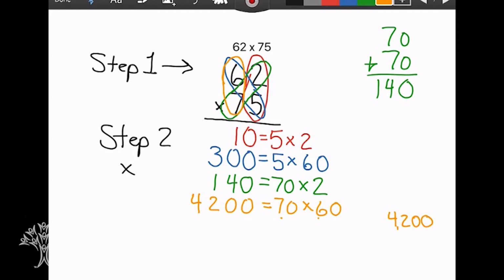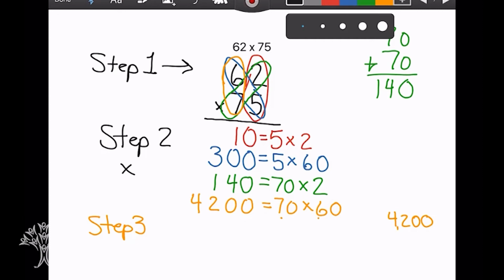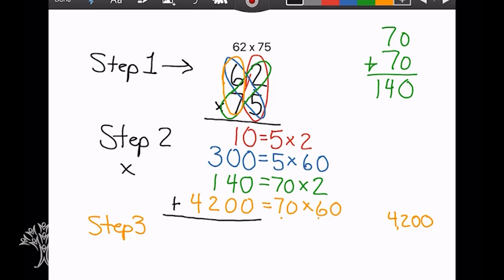What's your last step that you have to do? What would step 3 be? All right, step 3 is add them up, right? So let's go down the columns and add up those numbers. And we got 4,650.